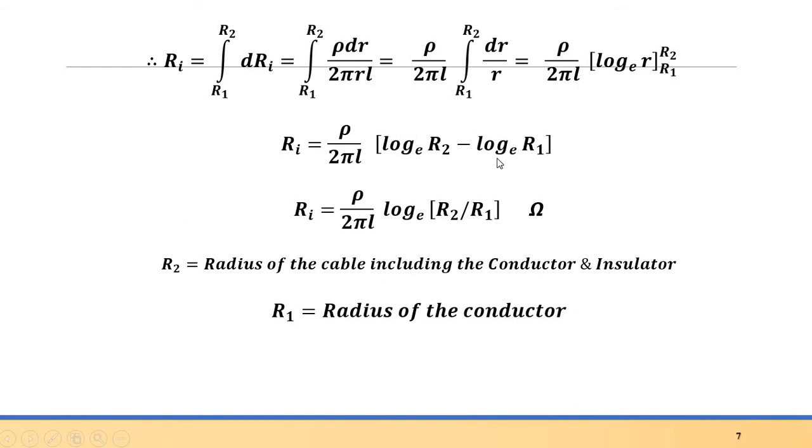So log A minus log B is log of A divided by B. Similarly here, log to the base e R2 minus log to the base e R1 becomes log to the base e R2 by R1. R2 is the radius of the cable including the conductor and insulation, and what is R1? R1 is the radius of the conductor.